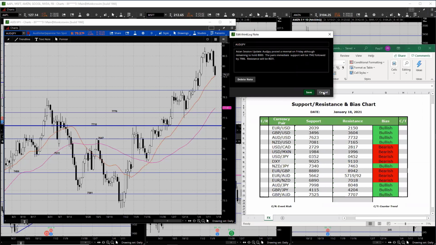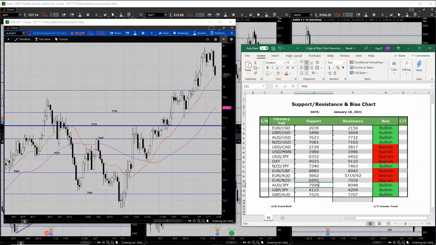So 79.42. Looks like this would be resistance right there. That right there, 80.18.